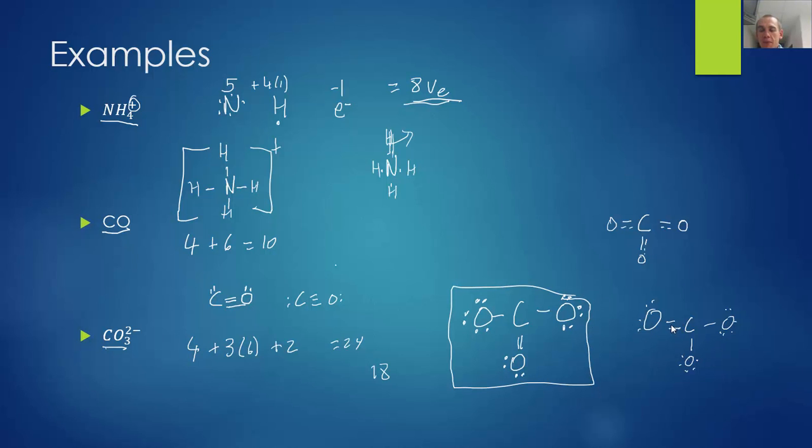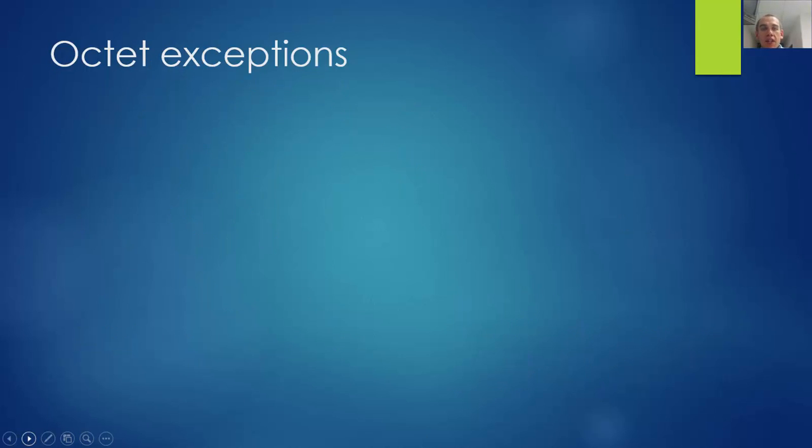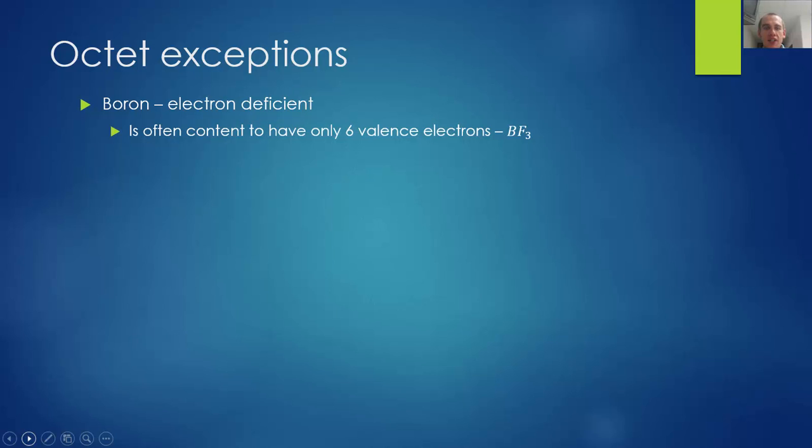We could put the double bond here, or we could put the double bond here, and those are called resonance structures. Okay, all right. Now there are a couple things that disobey the octet rule. Oh gosh, that seems scary, but it's not bad. Boron is a big one because it's electron deficient. Boron is 1s2, 2s2, 2p1, okay?